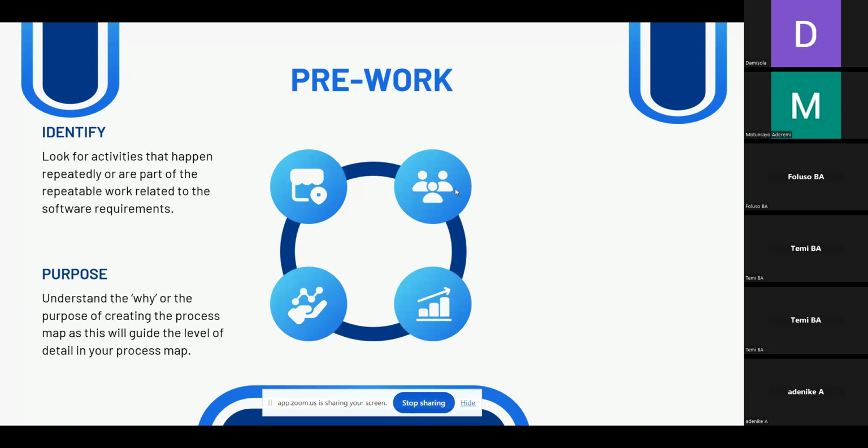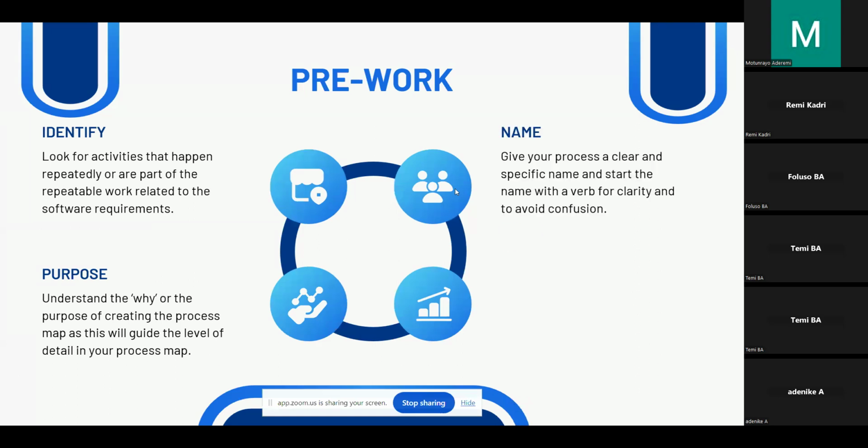And then remember, the why helps you with the level of detail. If someone just says, just tell me what the process is, they just want a high level map. But if they're like, I really want to know all the different actors and what they do, you're going to do maybe a level 1 or a level 2 process map. They want more detail.